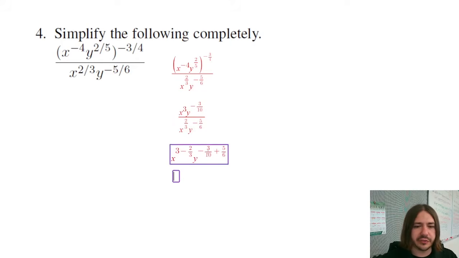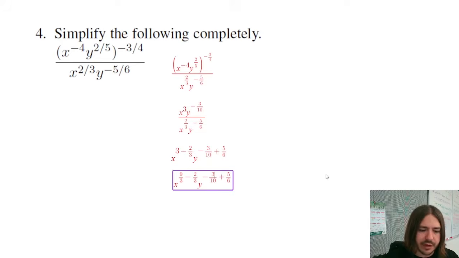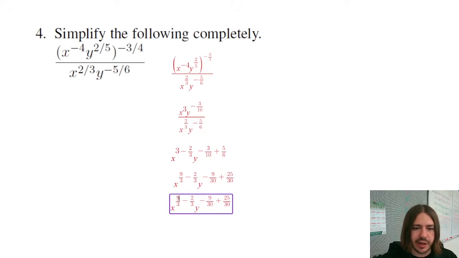You don't get a calculator, so 3 minus 2/3 would be the same thing as 9/3 minus 2/3. Over here, we've got a common denominator of 30. 9 minus 2 now is just going to be 7. This is going to be x to the 7/3 power. And then we've got y to the power of 25 minus 9 over 30, which is going to be 16/30. And actually, that can be reduced. So instead of writing 16/30, I'm going to write 8/15. And there's your answer for number 4. Can't really take this any further.